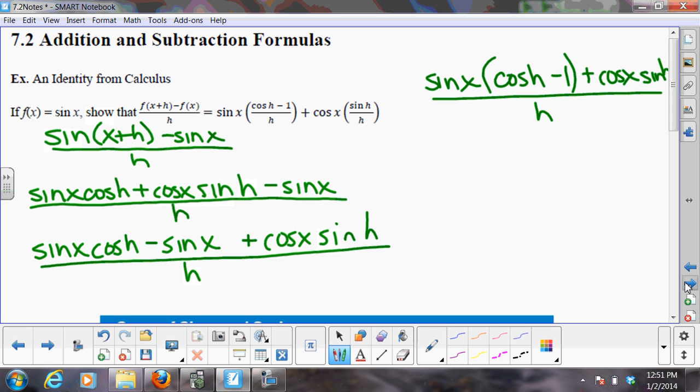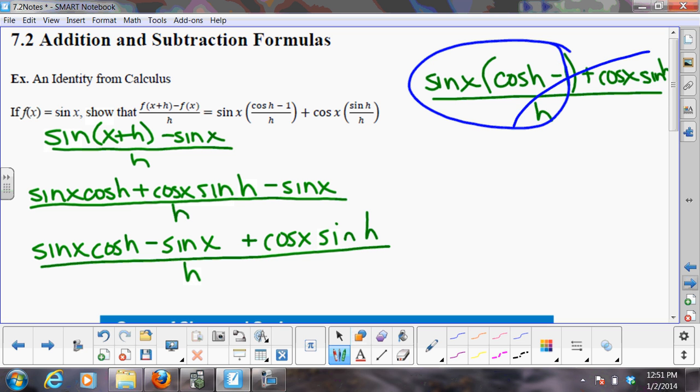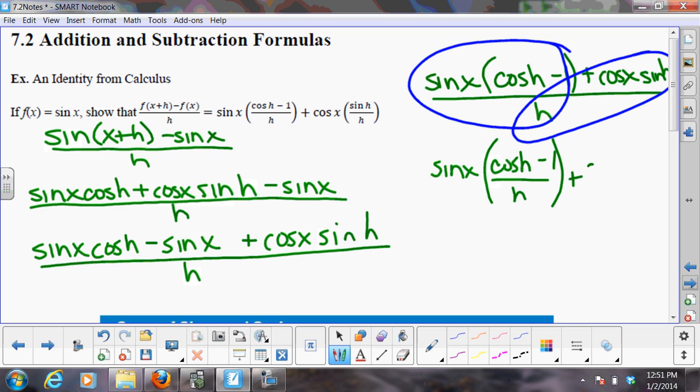Okay, well we're almost there. The only difference is that we split up that fraction. We didn't. So I'm going to split up the fraction into the two terms. So sine x times cosine h minus 1 over h, plus cosine x, oops, sorry about that, sine h all over h. There's a sine h over h at the end.